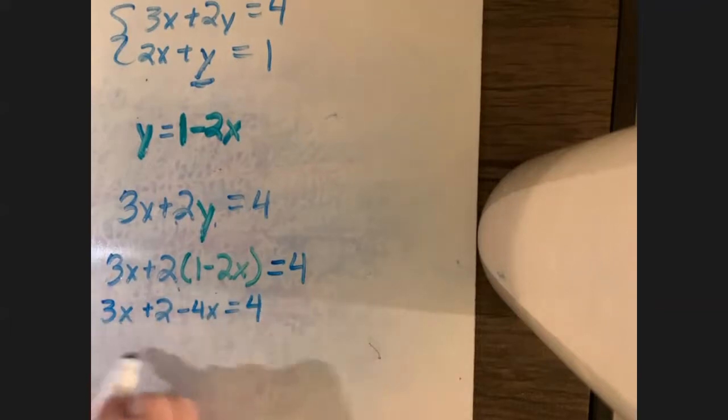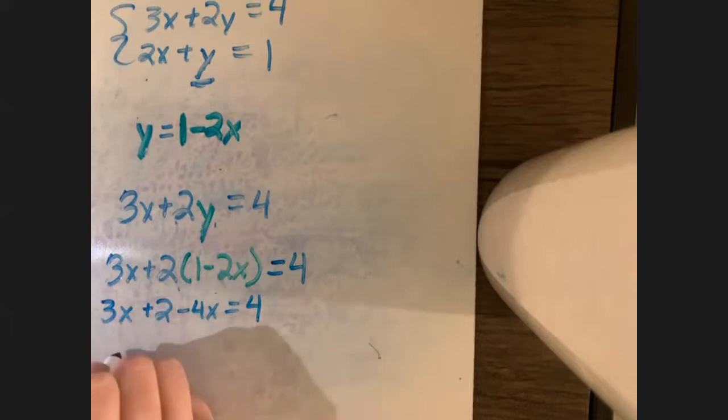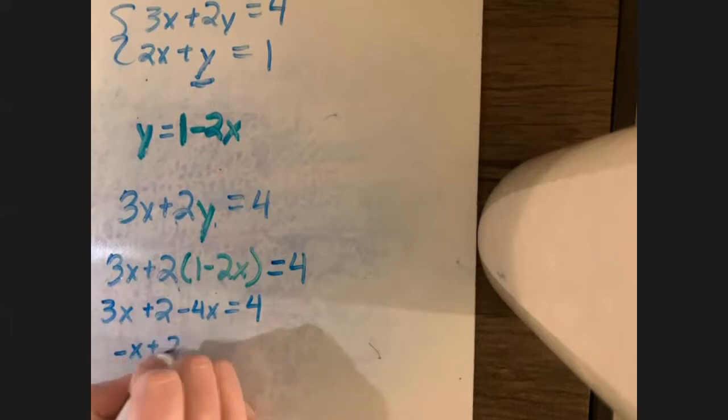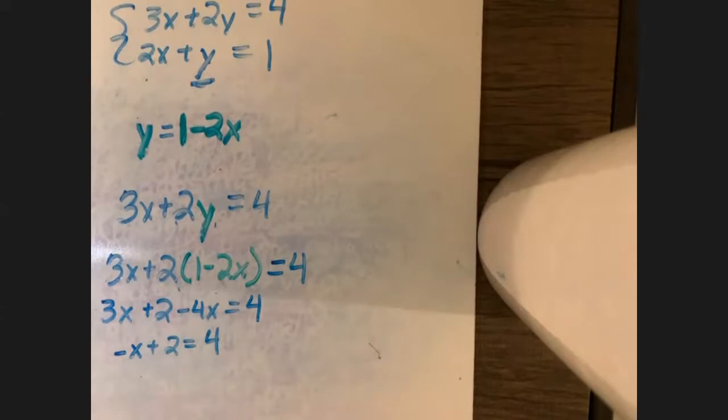I'm just going to combine and clean up this side. Okay. Subtract the 2 over to the other side. And then I'll divide by -1.